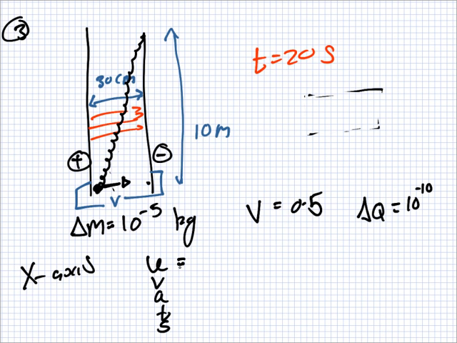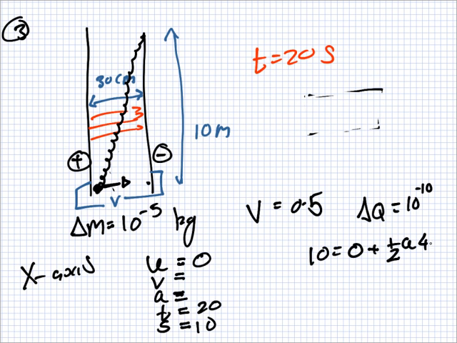Zero would be the worst case, because if the U wasn't zero, if it was already moving, it would actually help us. The V, we don't know. The A, we don't know. The T, 20, we do know. And the S, 10. So could we know the A? Yeah, we could. What formula? S equals UT plus a half A T squared, isn't it? So that's 200A. So 1 over 20 is the A. So the A is 0.05.